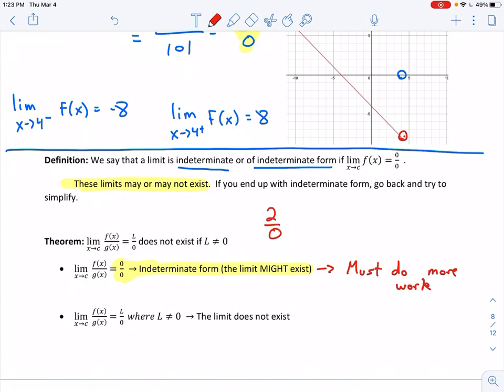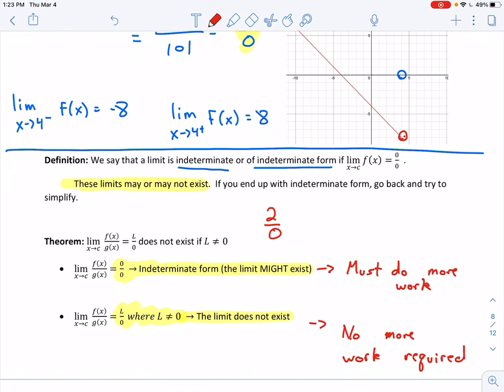If we take a limit and we end up with L divided by 0, where that numerator is something other than 0, then in that case, we can just conclude that the limit does not exist. In that case, we don't have to do any more work. No more work is required. So be careful with some of these here.